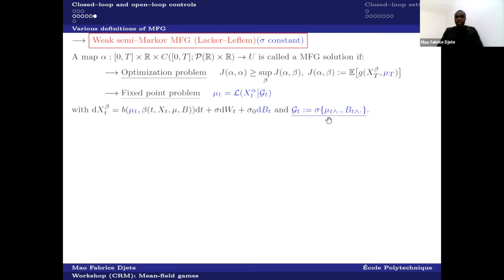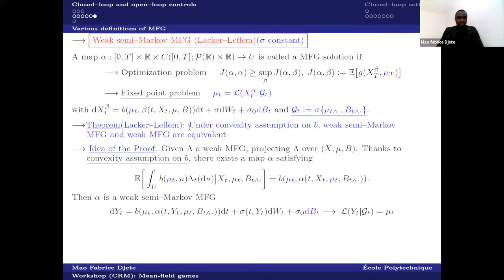One of the main points here is that the common noise is no longer just B, but there is also mu, so there is extra noise. And one of the results, under a convexity assumption over B, is that the weak semi-Markov mean field game solution and the weak mean field game solution introduced earlier are equivalent. To give an idea of the proof, the idea is just to take the control and project it over X, U, and B, thanks to the convexity assumption over B. So if there exists a map here, like that, we can have this kind of equality. And the map we found here will actually be the weak semi-Markov mean field game solution. And we can define a process Y like this. That is the main idea of the proof.